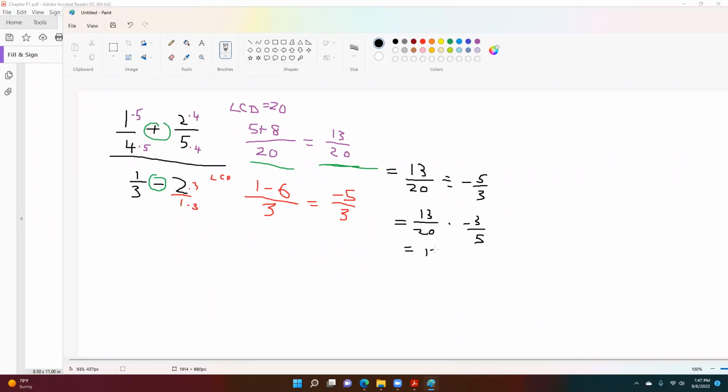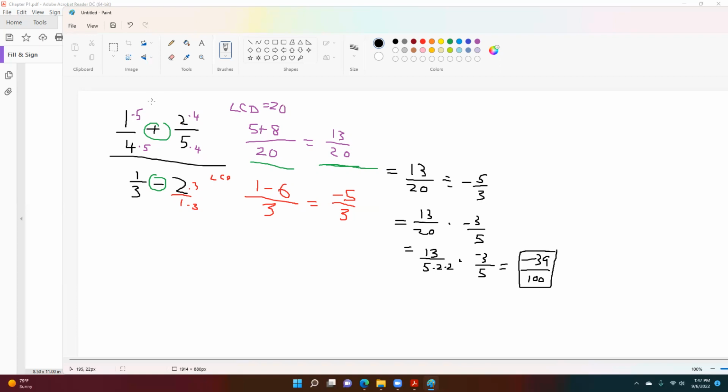13, you cannot write anything else, so 13 is prime and stays by itself. 20 is 5 times 4, but 4 can be written as 2 times 2, so 20 is 5 times 2 times 2. 3 stays as negative 3 because it cannot be broken down. 5 is just 5 because it is also prime. So you notice that for this kind of question, there is nothing you can cancel because there is nothing in common between the numerator and the denominator. So you just multiply straight across. So this is negative 39 over 100. This is your answer.